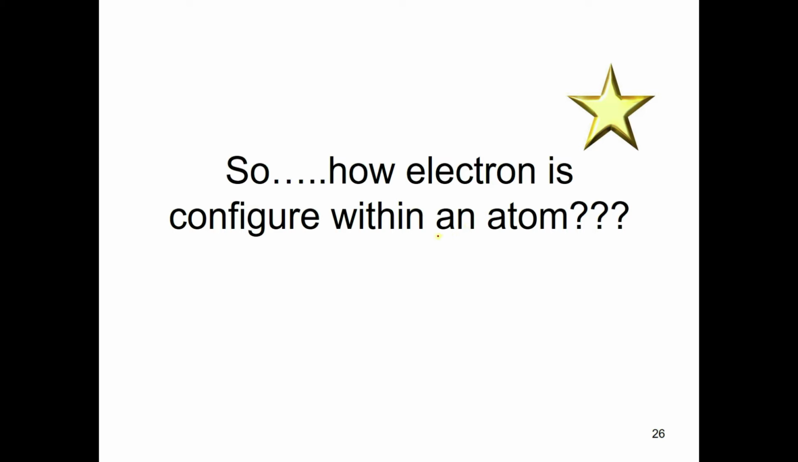So how are electrons configured within an atom? This is very important. We have learned how the number of electrons defines how big the atom is, and what the quantum numbers belong to the electron. How can we configure the electrons inside the atom?